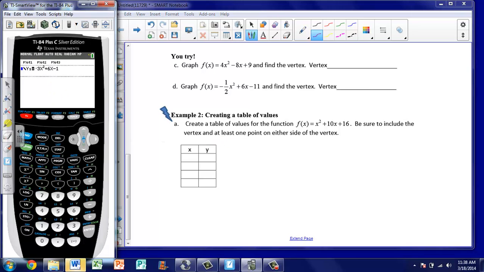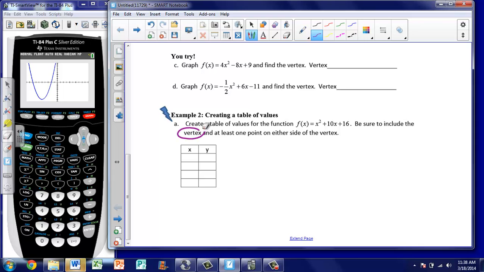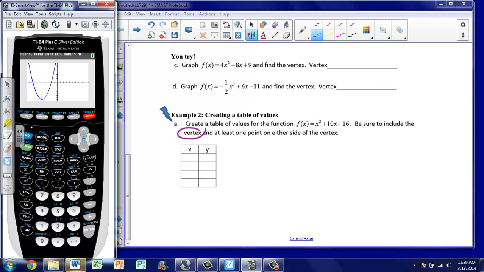So I'm going to go to y equals, clear that out, and put this new equation in. So that would be x squared plus 10x plus 16. And I can look at the graph because I want to find out what the vertex is, because it says that in my table I should include the vertex. So I might as well find it. It's right here. So we'll go through that process that we did before. It's a minimum this time. So I'm going to do second, trace, calculate. Choice number 3 is the minimum.